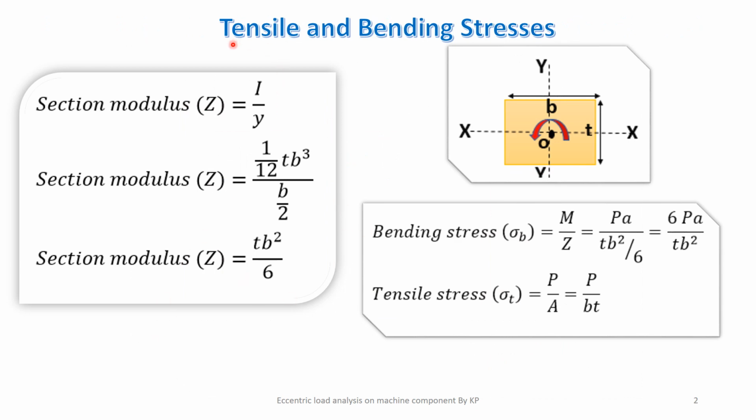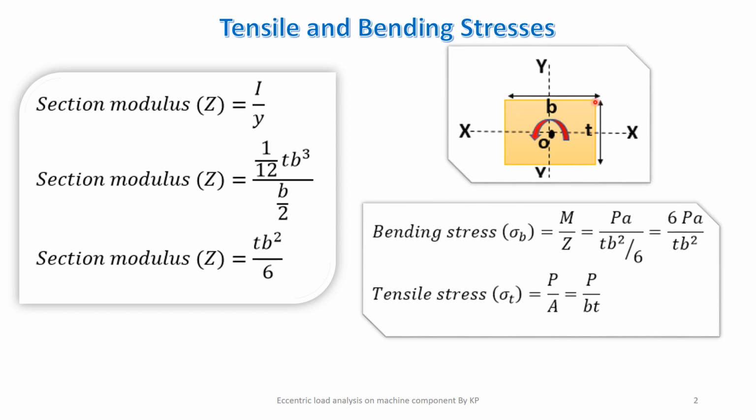Here let us see how to find out the tensile and bending stresses. The bending stress formula is sigma b equal to M by Z, where M is the moment and Z is the section modulus. So let us see how to find out this section modulus. The section modulus is defined as the ratio of I over y, where I is the moment of inertia of the area and y is the distance of the outermost fiber from the centroidal axis.